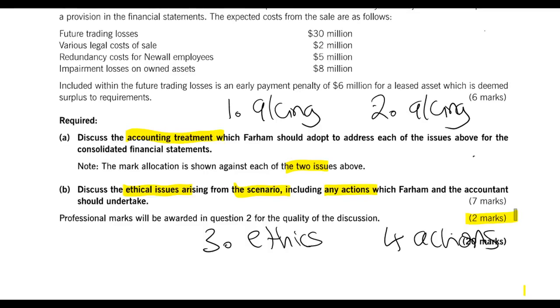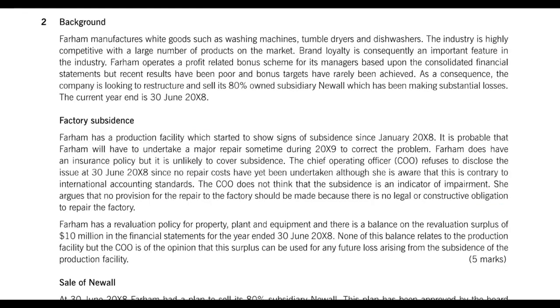What I want to do is one thing at a time. And the first thing that I want to do is look at the accounting treatment for the first issue. Then we'll look at the accounting issue for the second issue. Then we'll look at the ethics. And then we'll think about our actions. The first accounting issue relates to the factory subsidence. And this clearly is a problem that's going to require some kind of major repair.